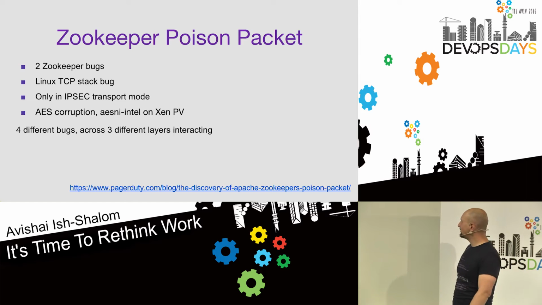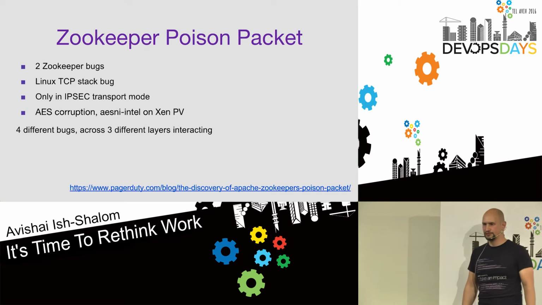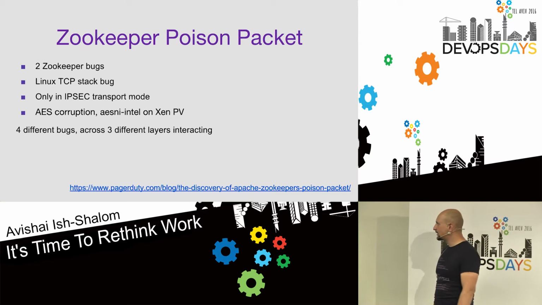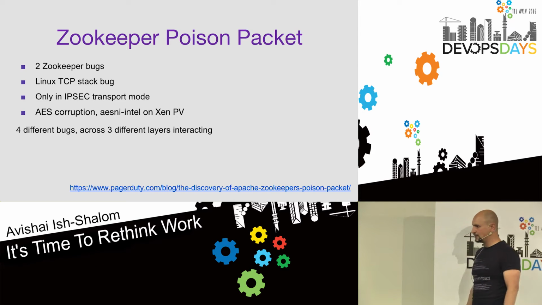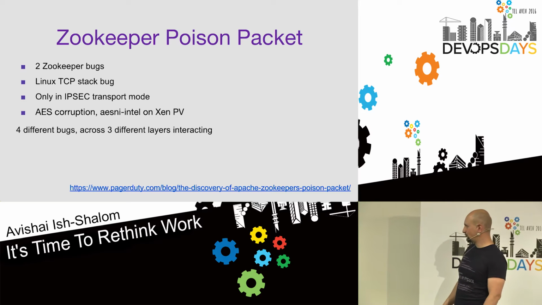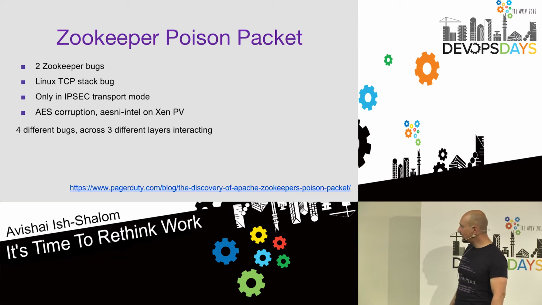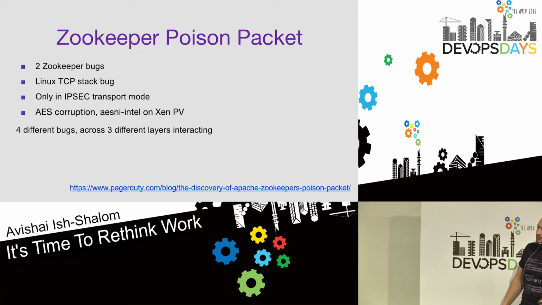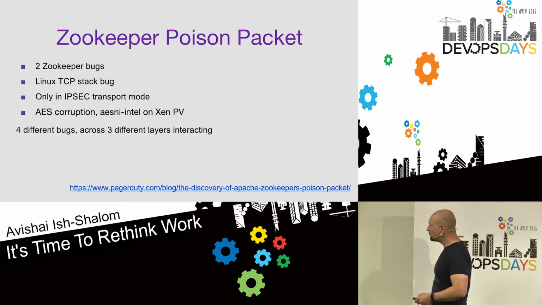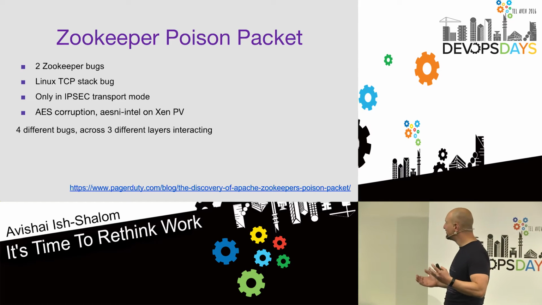So, Zookeeper poison packet, that was discovered by PagerDuty. I recommend that you read it. It's a very interesting read. Basically, it's 4 different bugs, 2 bugs in Zookeeper, 1 bug in the TCP stack, basically bypassing checksum checks in the kernel of IPsec packets. And then another bug in the AES encryption model in Linux, but only on Xen paravirtualization mode, versions 3.1 and 4.3. It's like, what the f?